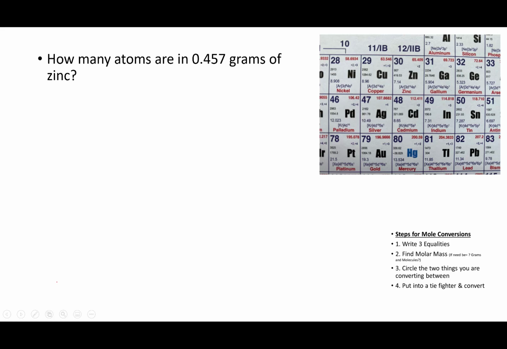Here's the question. How many atoms are in 0.457 grams of zinc? Okay, what do we do? First thing I'm going to ask you to do is write three equalities. And these are the three equalities I'm going to ask you to write. I want you to remember that 1 mole of anything, and this time we're talking about zinc, 1 mole of zinc is equivalent to its mass on the periodic table.